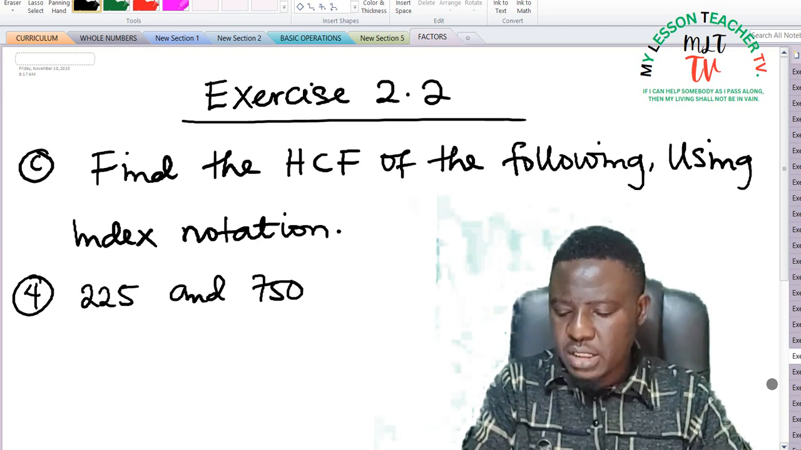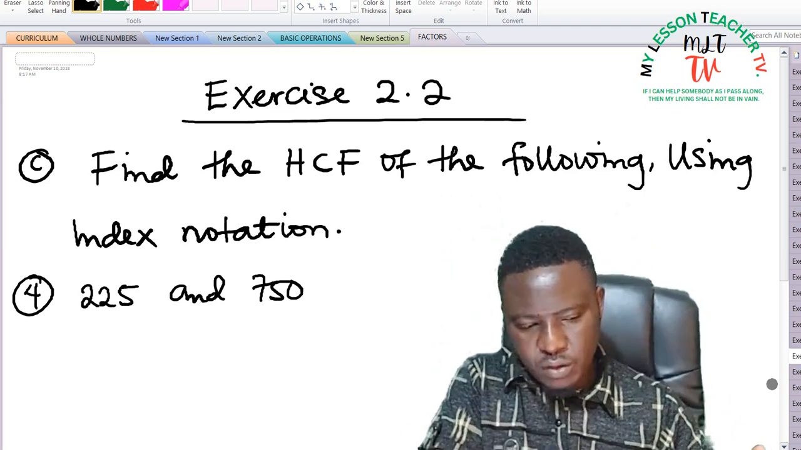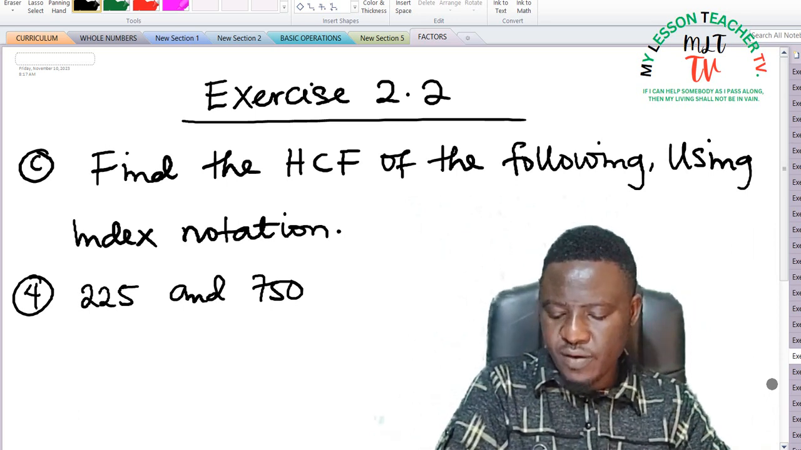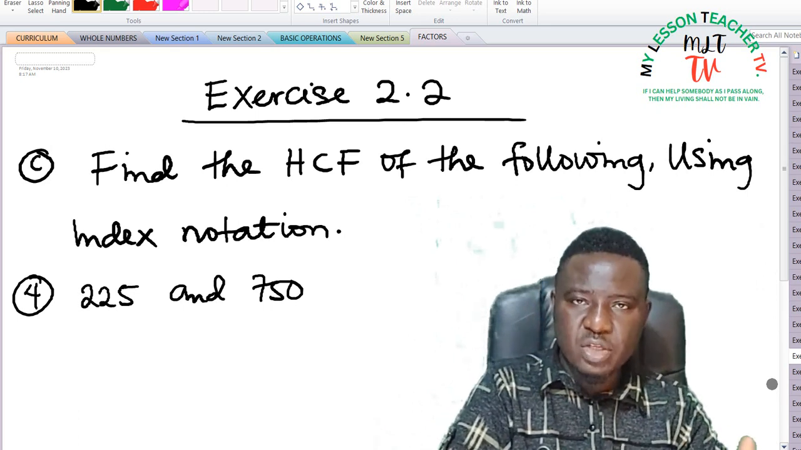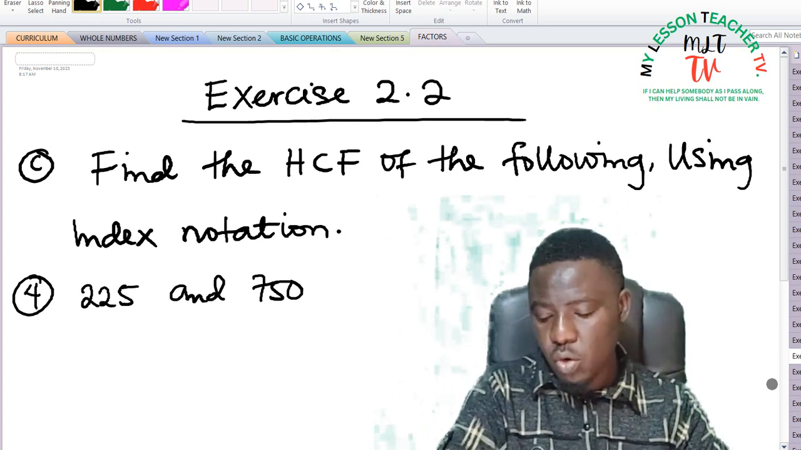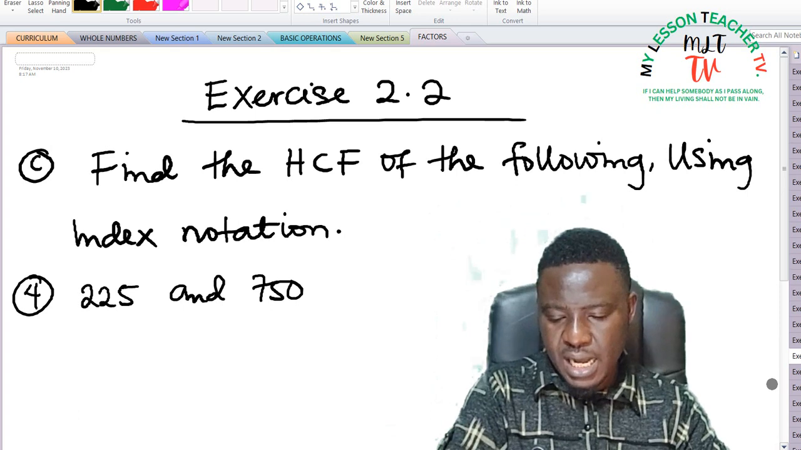Question 4 on exercise 2.2c says we should find the HCF of the following using index notation: 225 and 750. HCF simply means highest common factor.